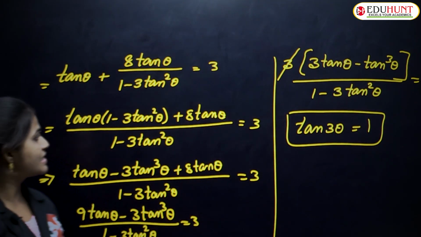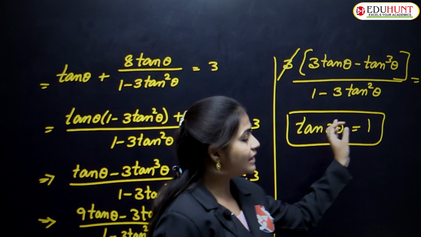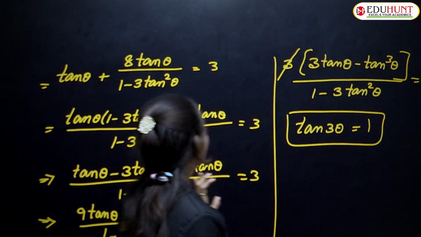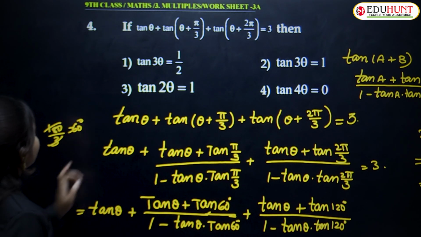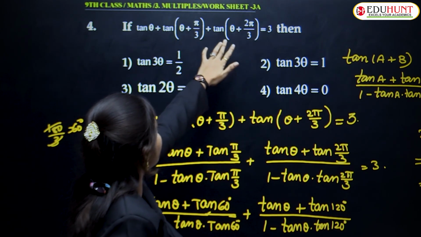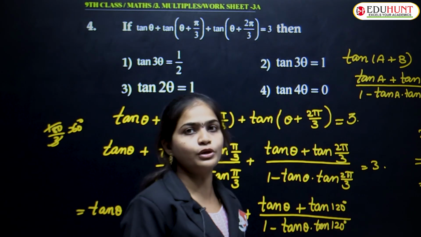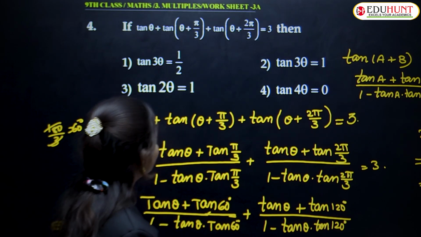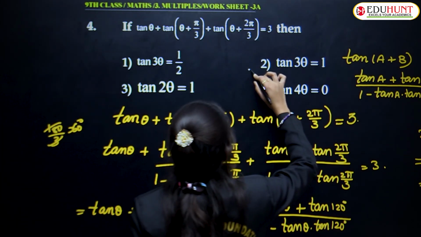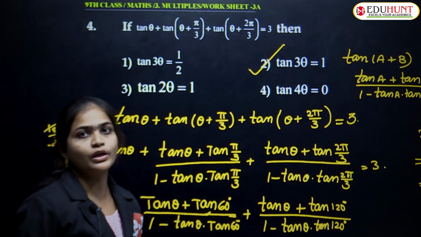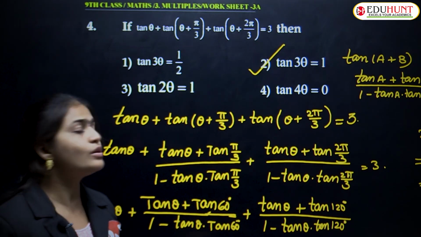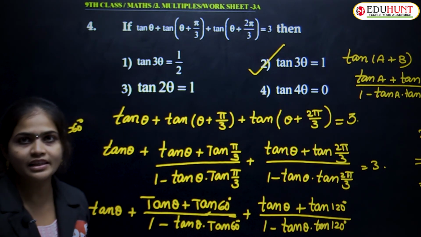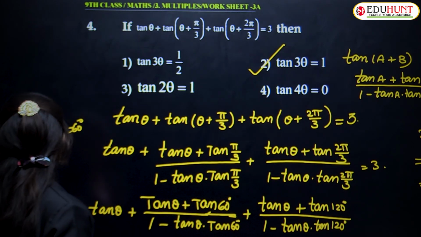So finally the answer is, if tan 3 theta is equal to 1, then tan theta plus tan theta plus pi by 3 plus tan theta plus 2 pi by 3 is equal to 3. Here they are asking when it is possible. So tan 3 theta is equal to 1, then only that condition is satisfied. Understand? So this is the fourth question. Am I clear, children? Now we will see the fifth question.